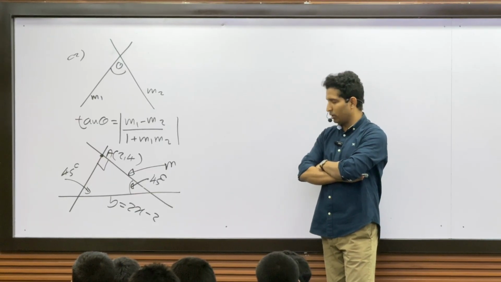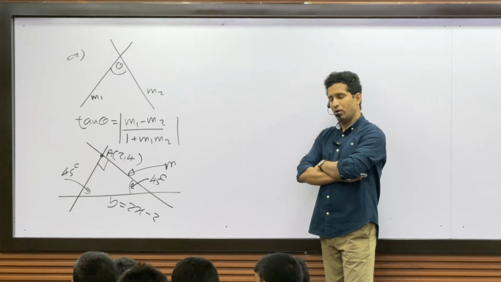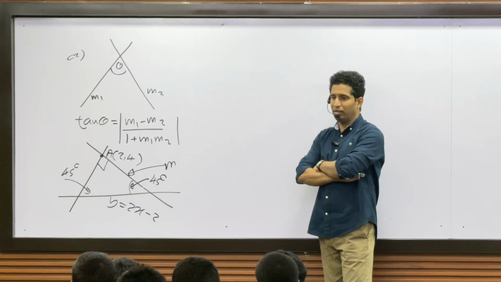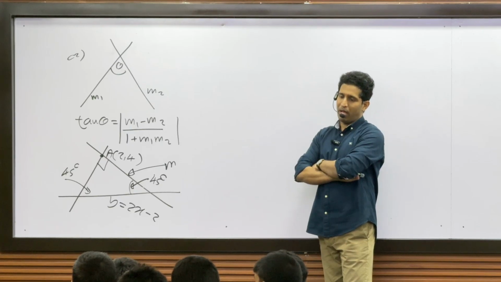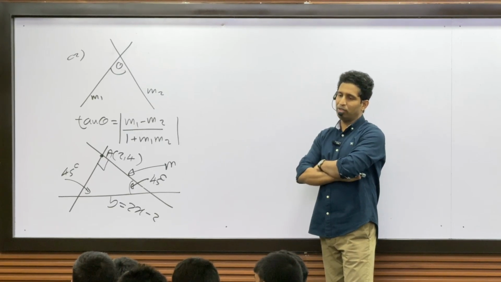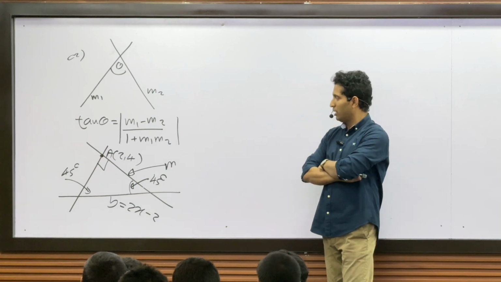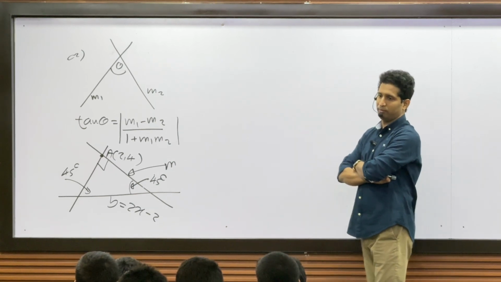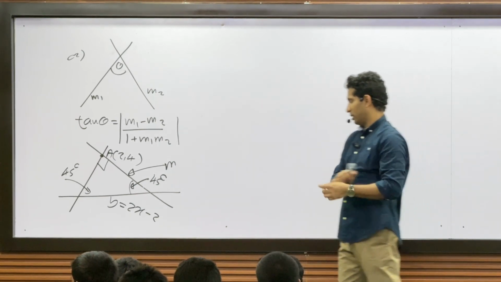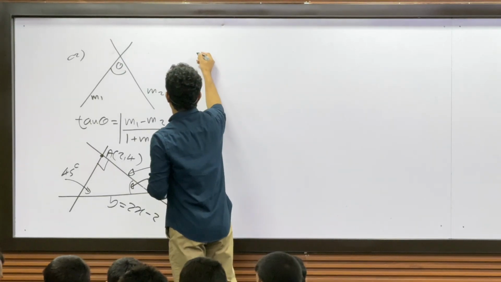So the question is, find the equations of lines which make an angle of 45 degrees with this straight line, and pass through A (2, 4). Okay, right. Now see, I will take it like this.